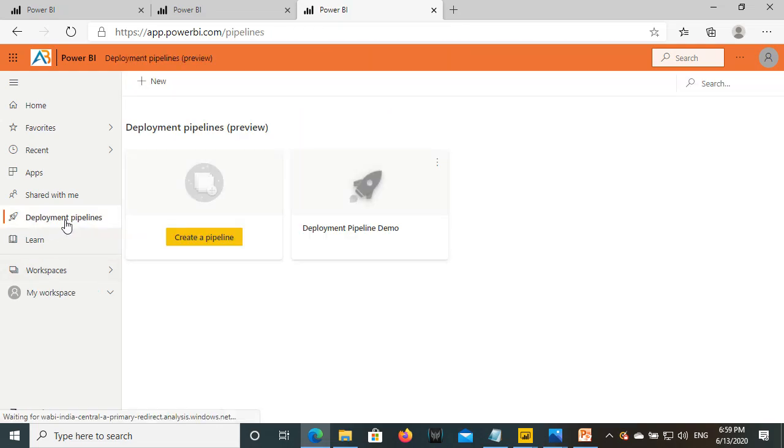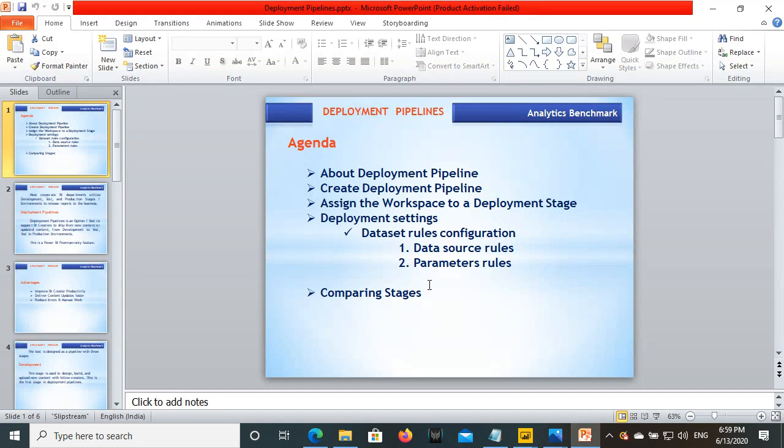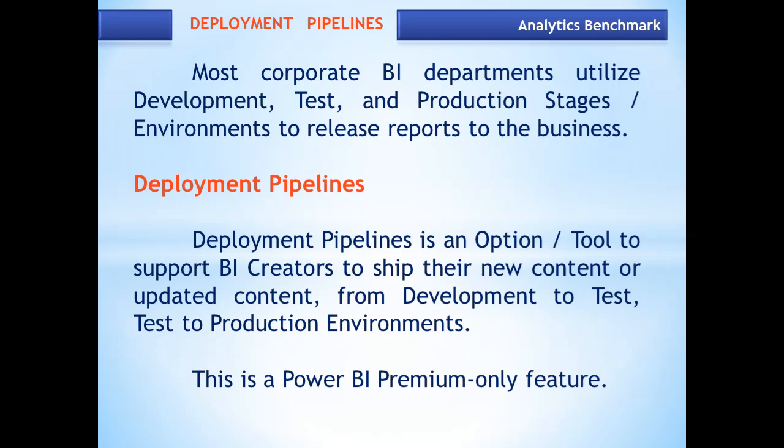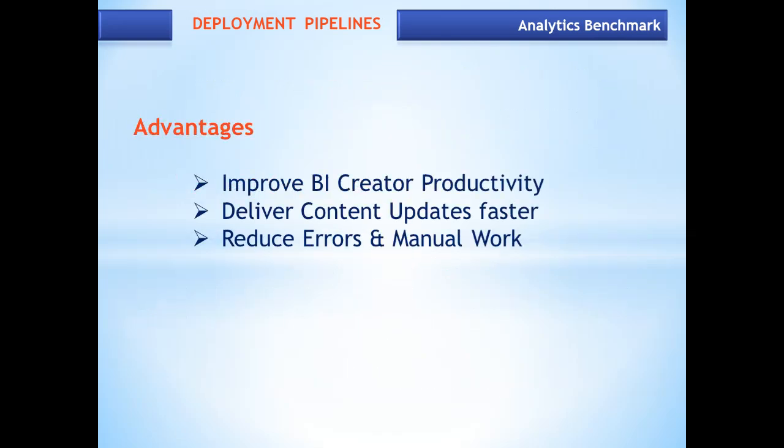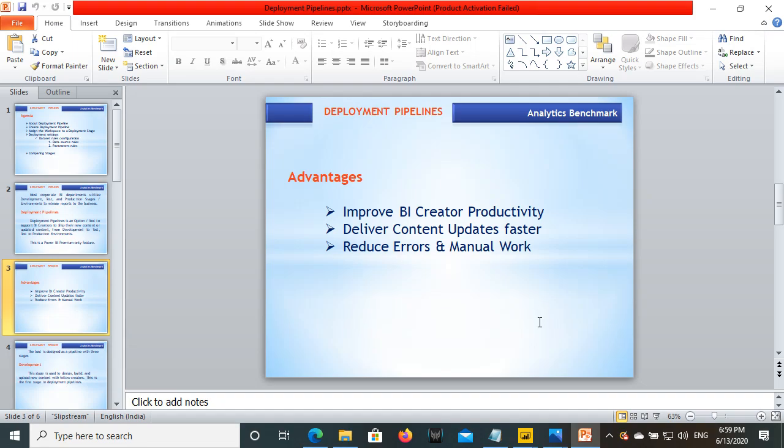So that is the advantage with deployment pipelines. On the whole, you might understand the advantages we have with deployment pipelines. Productivity will increase. Every time you make changes, moving them from one stage to another doesn't take much time, so productivity increases. Any changes you made in dev can move to production in very little time. Content updates are faster. There is no manual work to compare whether the content has changed or is in sync. When there is no manual work, it will reduce the errors. This is all about deployment pipelines.